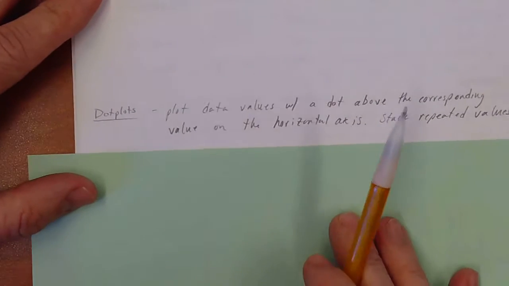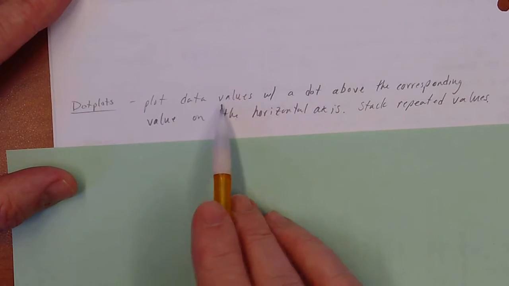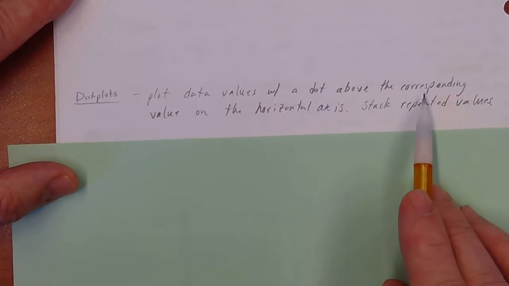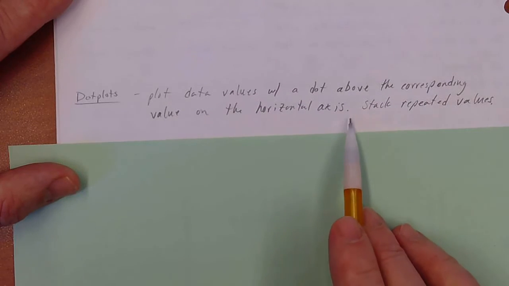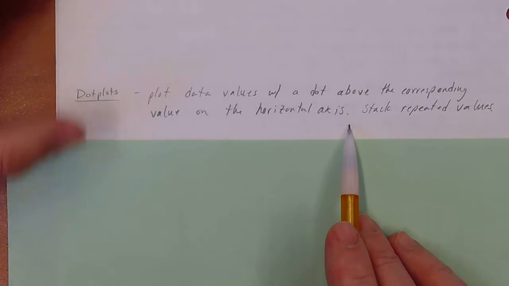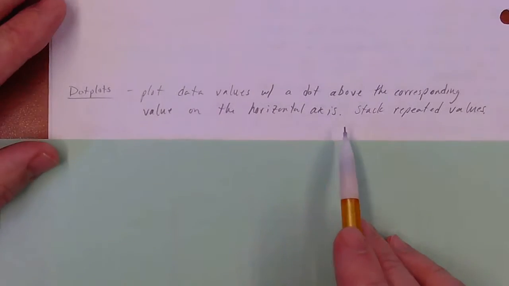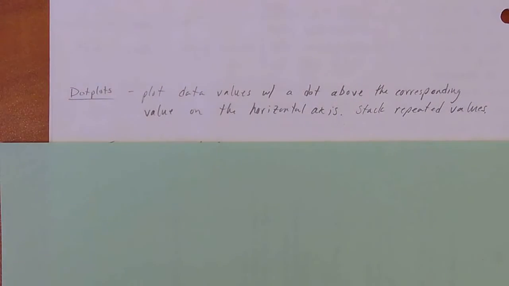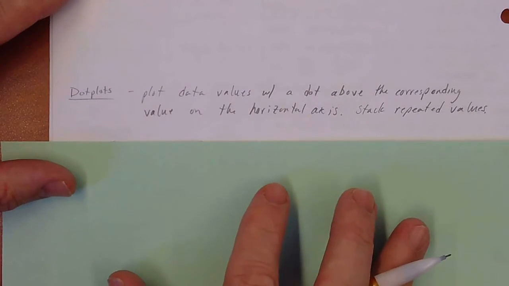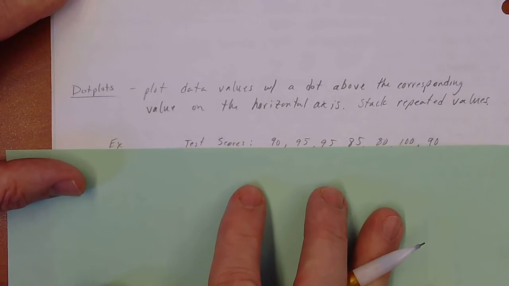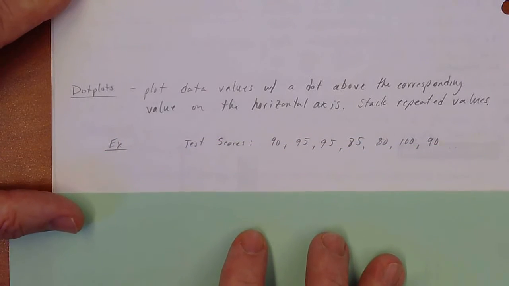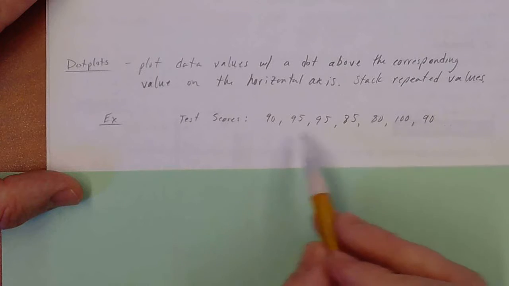This reads, dot plots: you plot data values with a dot above the corresponding value on the horizontal axis. Stack repeated values. Pause as you're writing that down. You've done this before. Maybe it's just been a while. My kids from Hill Elementary come home and have to do some of these dot plots. So you've done it. It's easy. So let's just do a real basic example so you can get it going.